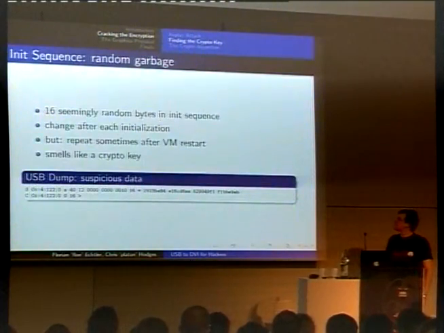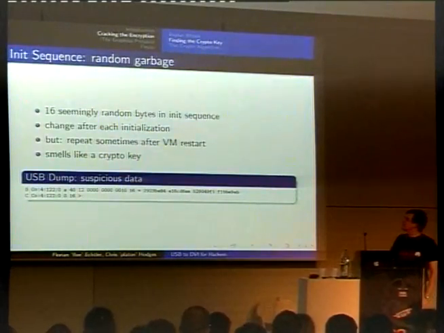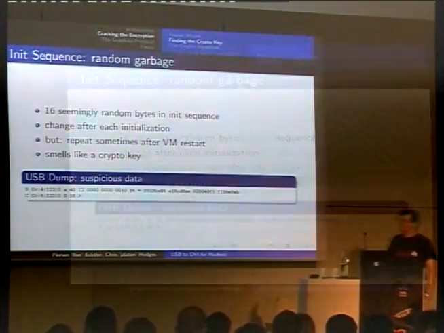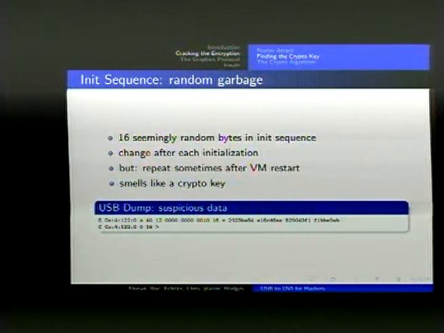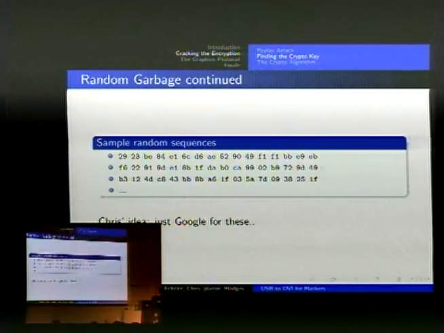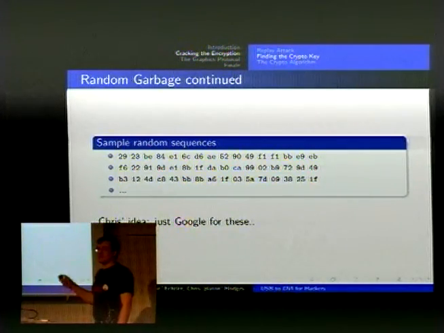And there's one interesting control transfer in this entire initialization sequence, which is just 16 bytes of seemingly garbage. What's most interesting is these repeat after each device initialization, but sometimes after you restart the virtual machine, the same bytes occur again. So again, we started thinking that this might be a crypto key, and here were some sample sequences which look pretty random. Now Chris had a really good idea, and we just entered those into Google.